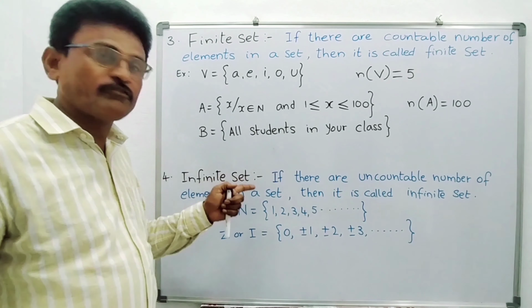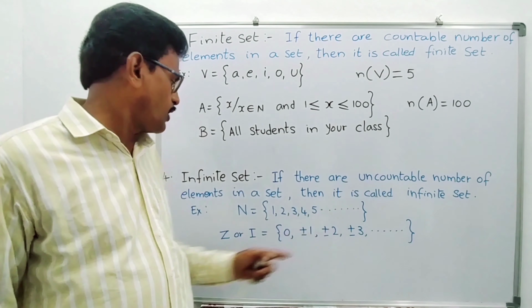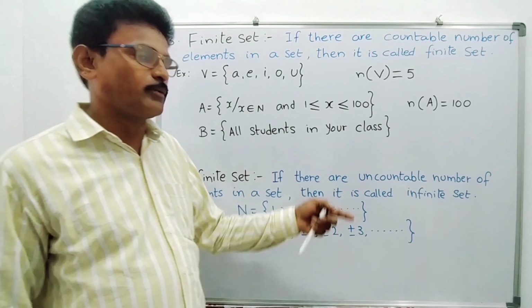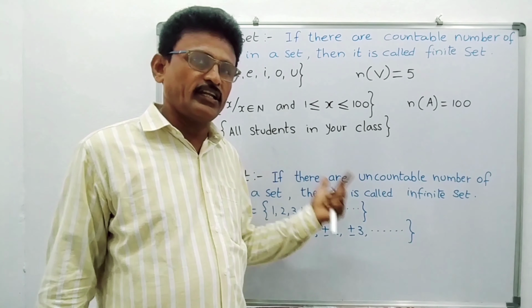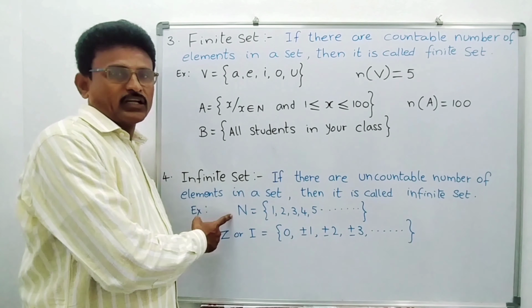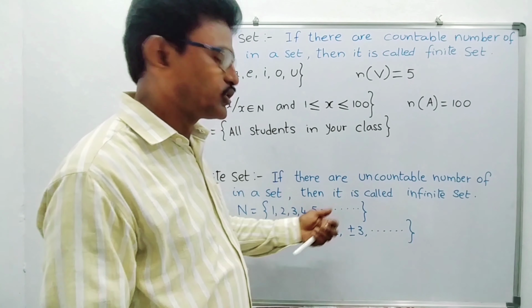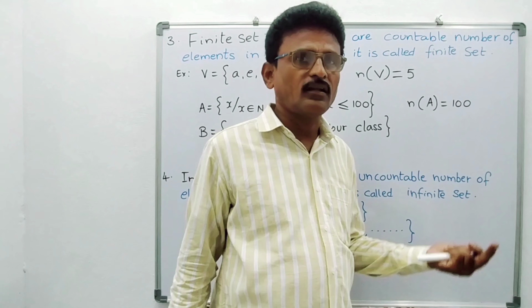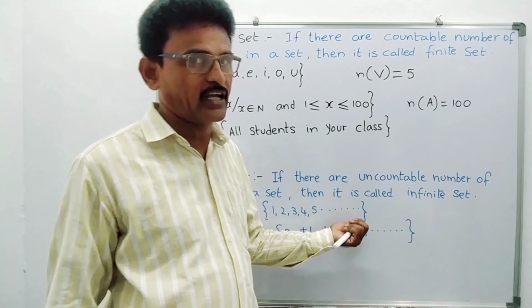Opposite, see here, infinite set. If there are an uncountable number of elements in a set, it is said to be an infinite set. So in an infinite set we can't count the total elements. For example, the natural number list. Everybody knows natural numbers 1, 2, 3, 4, 5, and so on. These are uncountable because there is no last number in the natural number list.